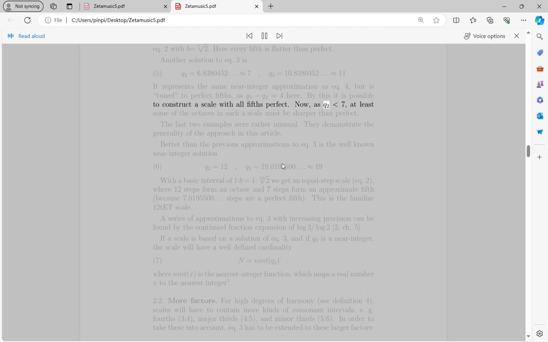Now, as q2 is 7, the last two examples were rather unusual. They demonstrate the generality of the approach in this article.